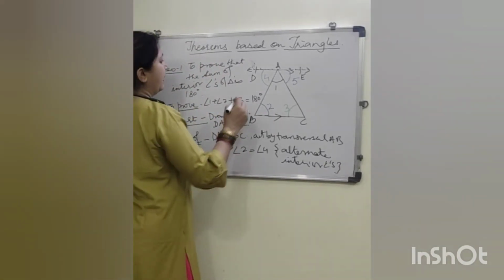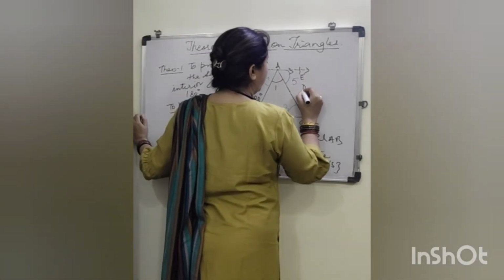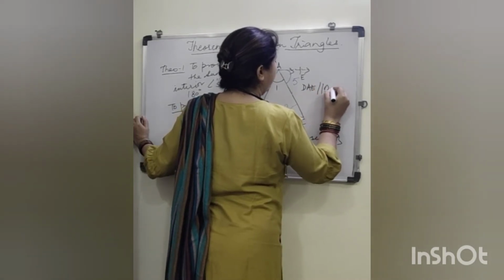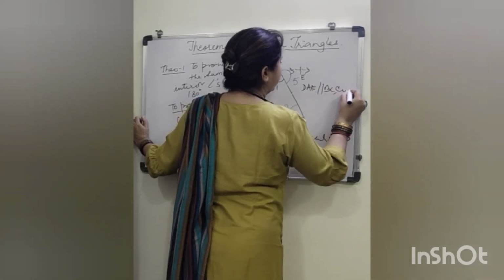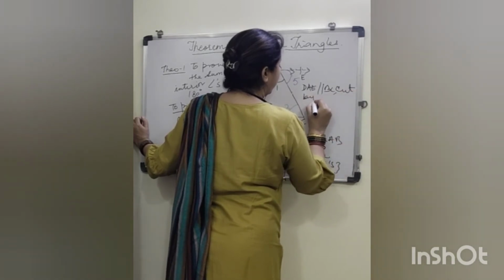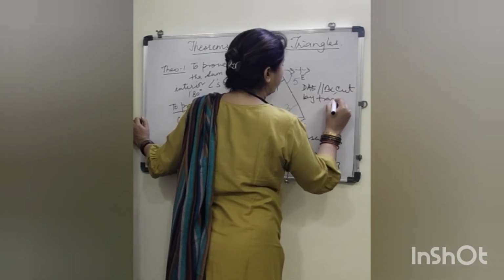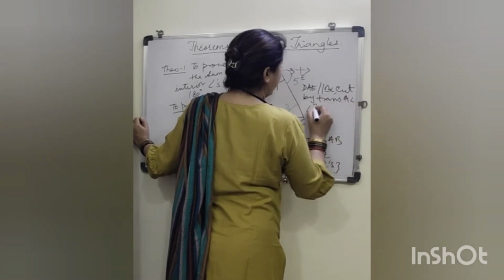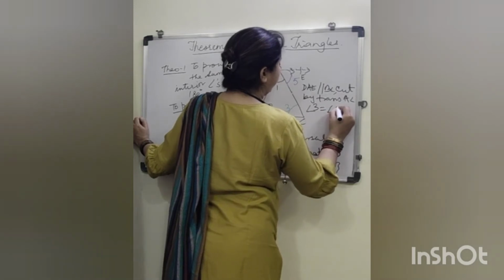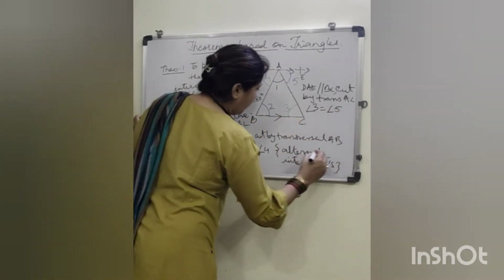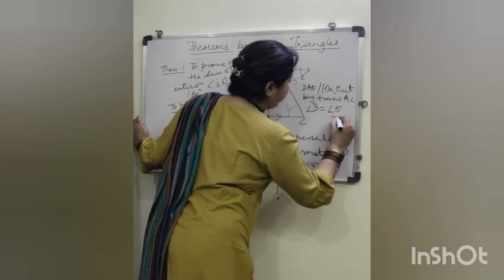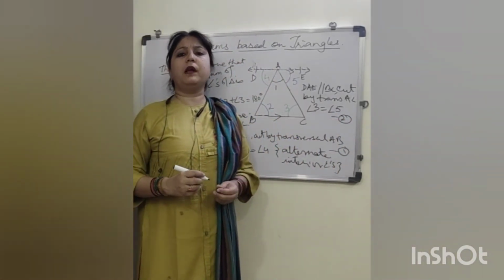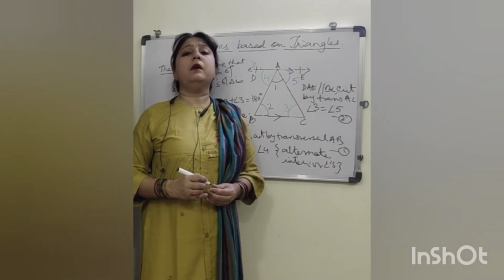Same way we will write DAE parallel to BC, now cut by transversal AC, therefore angle 3 is equals to angle 5. Two equations we have obtained. This is first one, this is second one. Till here, am I clear to you how we are doing it? Using property of parallel line.